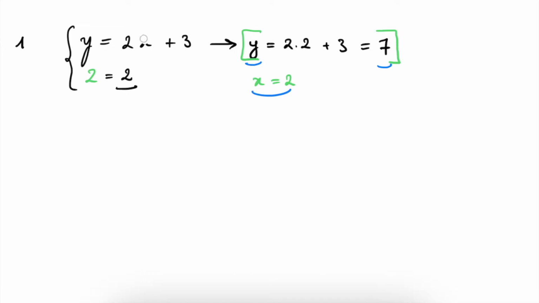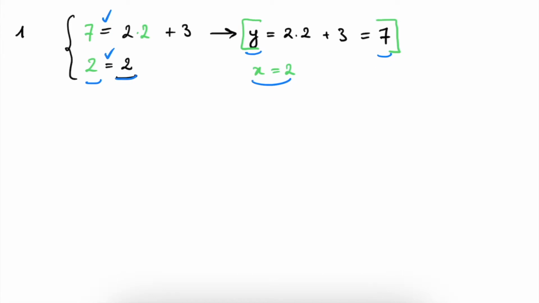Then in the first equation, this x also gets replaced by 2, which becomes 2 times 2 plus 3 is 7. And if we now replace our y with the result that we got, which is that y is equal to 7, we see indeed that these equality signs hold, because 7 is equal to 7 and 2 is equal to 2. Let's go to the next exercise.